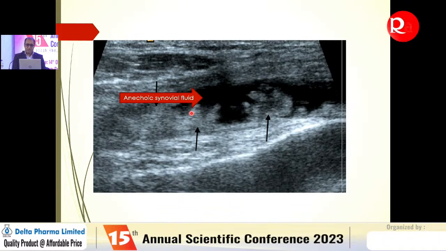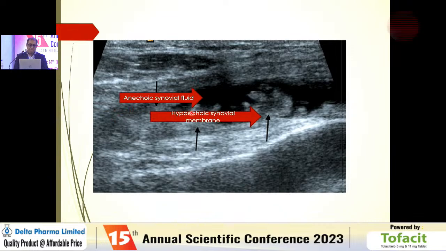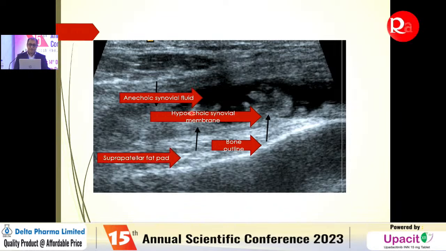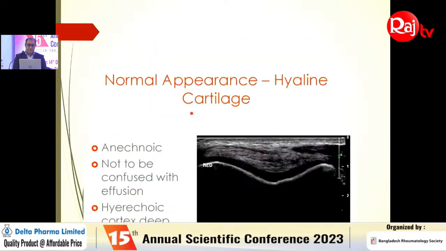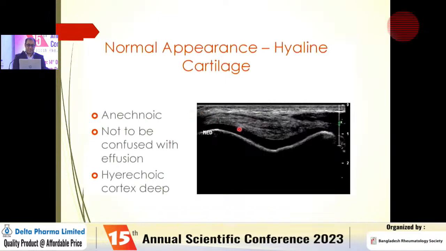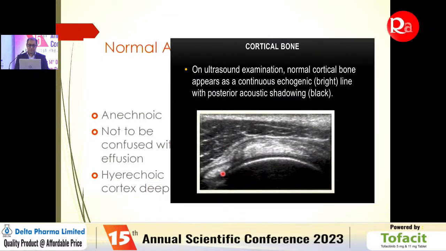This is effusion, that is fluid will be seen as anechoic, that is black. The synovial membrane and synovial proliferation would be hypoechoic, and the bony structure will be hyperechoic continuous, and the suprapatellar fat like fatty tissue would be a bit hyperechoic. And this is the cartilage. Here is the cartilage line, and this is anechoic. To realize the pictures, you have to know the structures, how it looks in ultrasonography. And this is the bony contour.